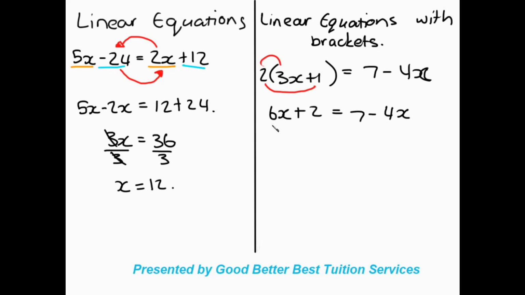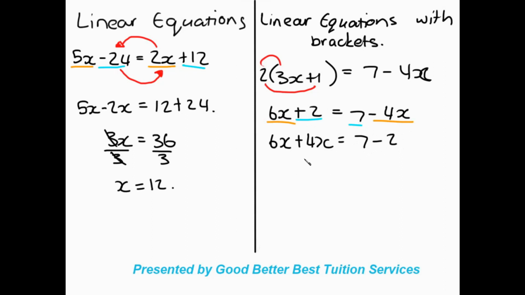Again, we're going to look for our term with the variable. Then we're going to look for our constant term. It's positive 2. And then 7. Okay, now we're going to bring our variables to the left and our constant to the right. So we have 6x. The 4x will come over, so it'll become positive 4x. And then we'll have 7 left over here. And then 2 will come over to become negative 2.